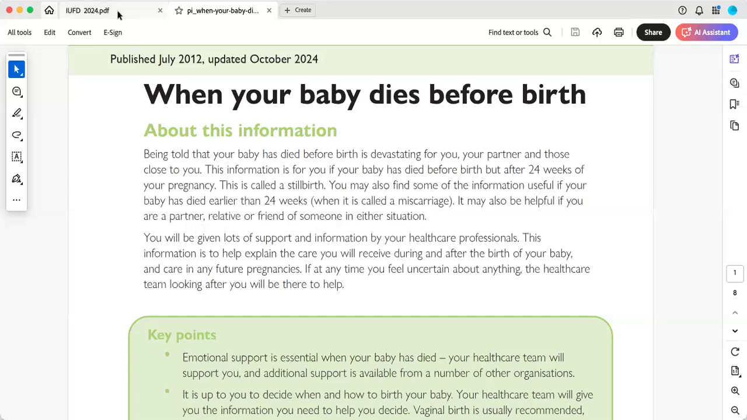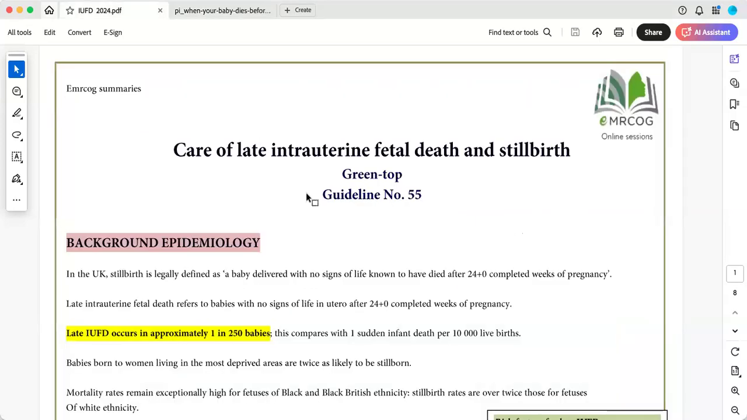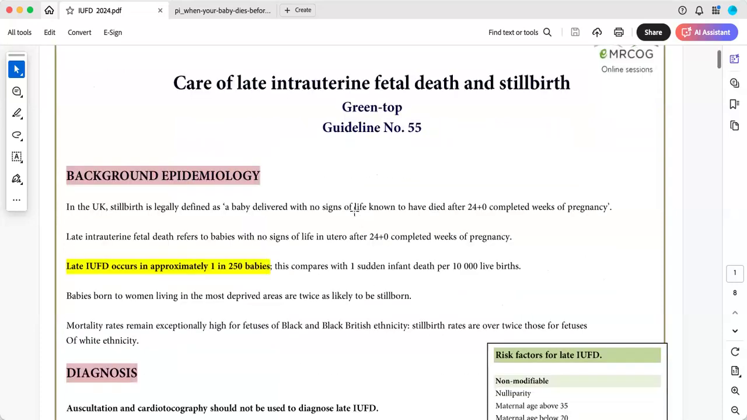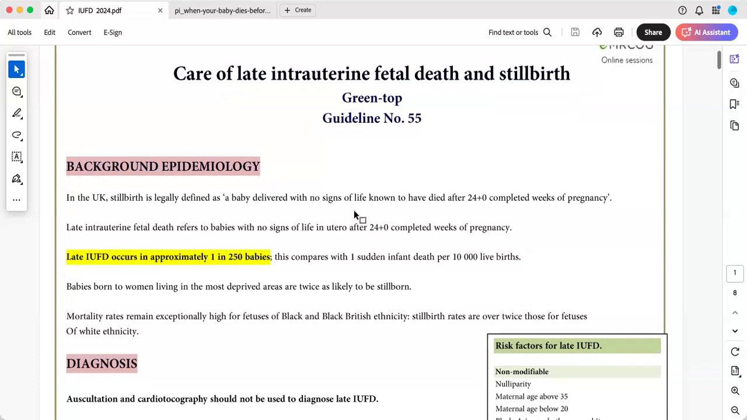So first we'll go through the guideline, then we will review the patient information leaflet and the most important questions that a patient can ask you, or be interested to know the answer to. It started like every other guideline with the background epidemiology, and they give you a definition, which is important again, because it's a legal definition.